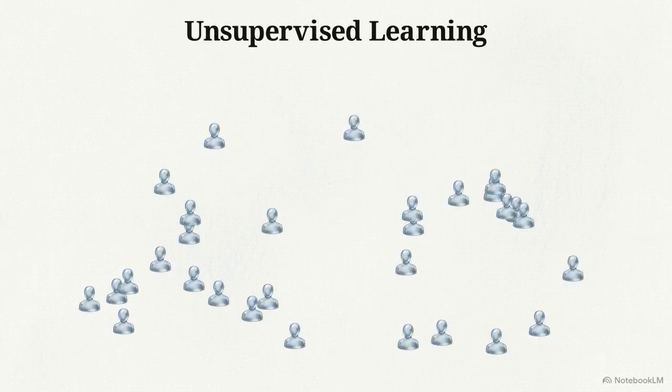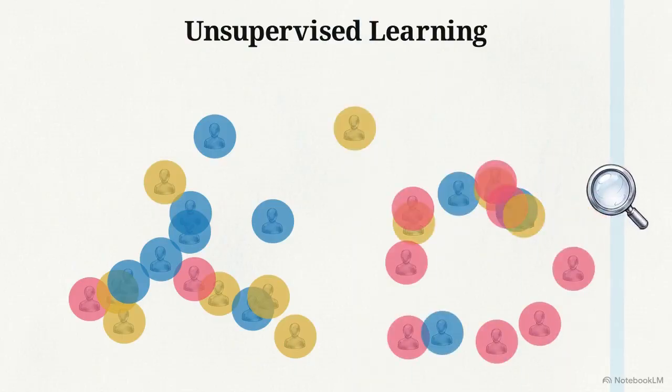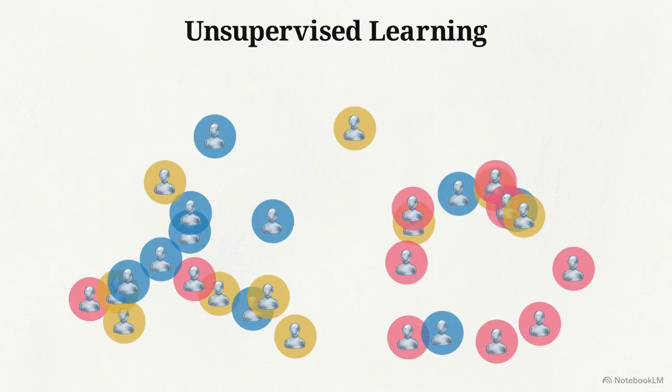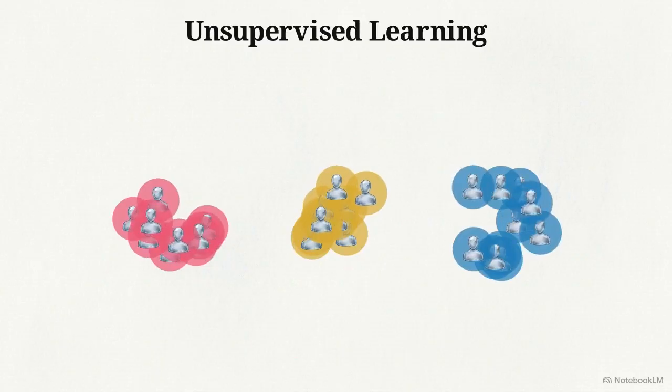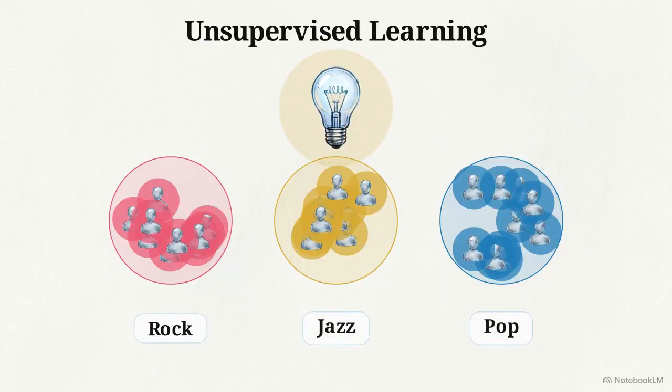Our third option is unsupervised learning. Here, the model looks for hidden patterns in a messy pile of data. Without any help or labels, it automatically groups similar items together into clusters. Spotify uses this to organize massive amounts of listener data, grouping people with similar habits together to understand what kind of music different communities enjoy.